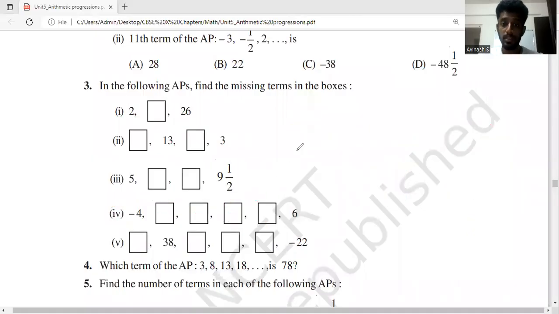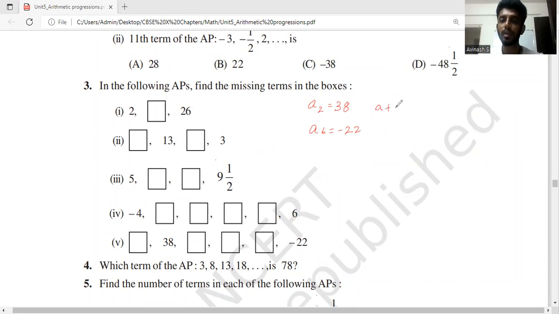When it comes to the fifth subdivision, we have been given the value of A2. So A2 is given as 38, and A6 is given as -22. Now, we all know this can be done using 2 ways. One is just to use the formula.